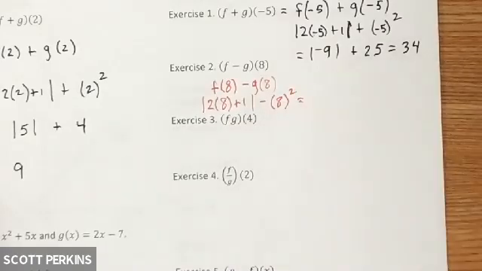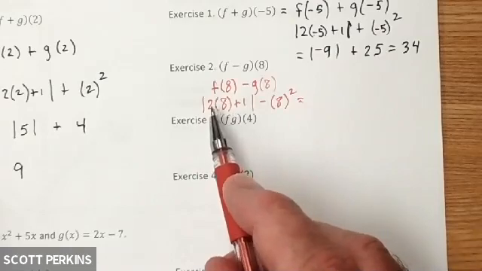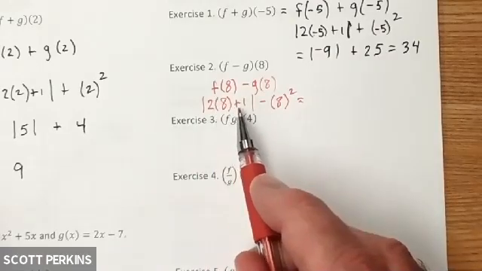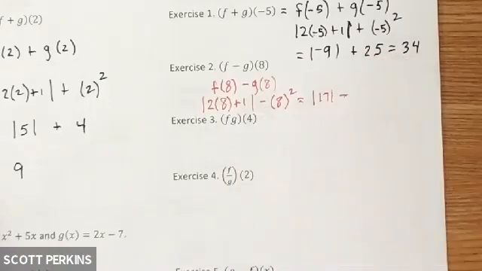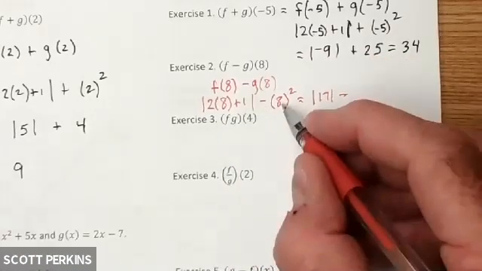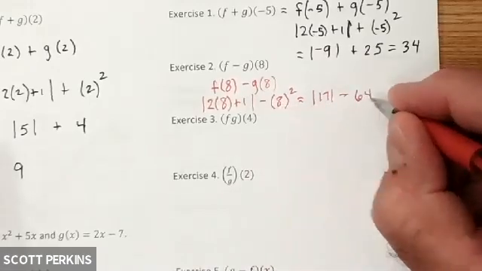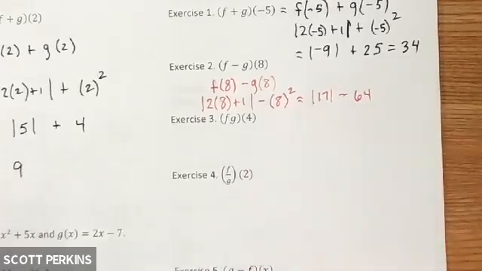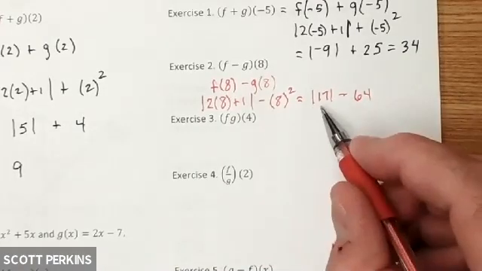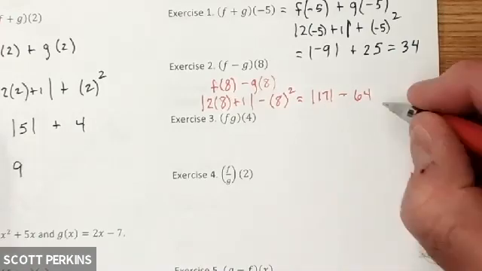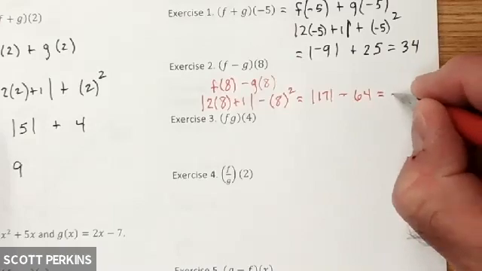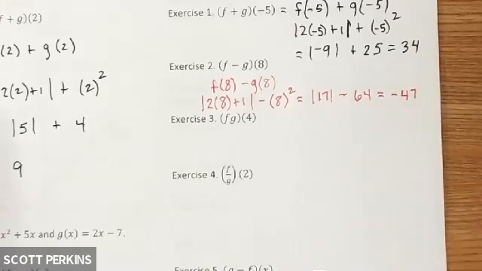So when I do my arithmetic inside the absolute value, 2 times 8 is 16, plus 1 is 17, so I have the absolute value of 17. This time I'm subtracting, and 8 squared, 8 times 8 is 64. I'm not squaring the negative. The negative is not being squared. There's no parentheses around it. That's a subtraction sign. And so the absolute value of 17 is 17, minus 64 is negative 47? Thank you. It's a little early for doing arithmetic in our head, but I succeeded there.